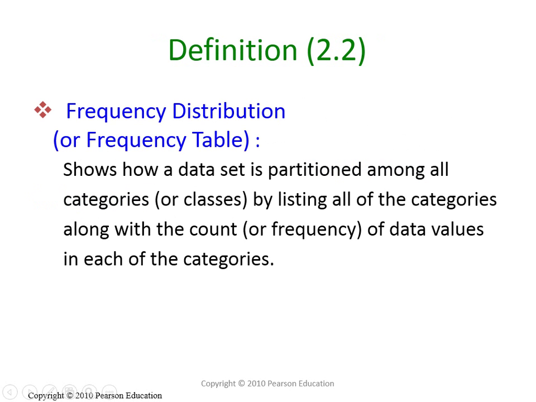That frequency distribution is also sometimes called a frequency table. It shows how a data set is partitioned among all the categories or classes by listing all of these categories along with the count or frequency of data values in each of these categories. So we talk about them being grouped into these different classes. For our pulse rate, the first class had pulse rates between 60 and 69, and we looked at the frequency, how often those showed up. The second class goes between 70 and 79. How many of those showed up? The third class is between 80 and 89. What's that frequency? How many of those did we have?